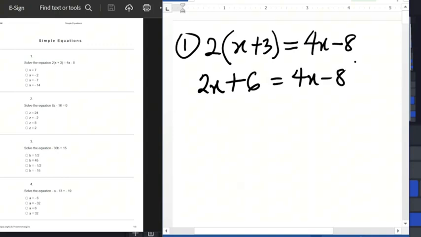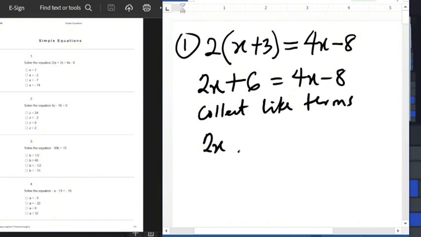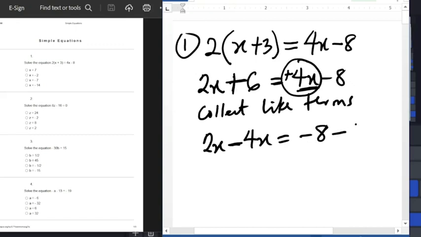After this, the next stage is for us to collect like terms. So that means we're going to have 2x minus 4x, because this 4x is crossing the equation sign to the other side. The sign before it is plus, but it's invisible, so it turns to minus, equals to minus 8. We have removed this, which remains minus 8. Then plus 6 will come and become minus 6. I hope this is very clear.